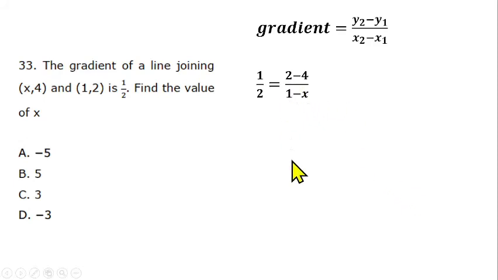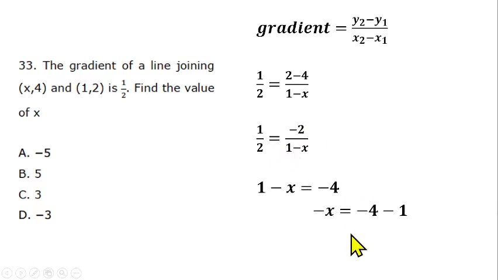So that should give us 1 over 2 equals 2 minus 4 is minus 2 over 1 minus x. Cross multiply from there. 1 will multiply this, we have 1 minus x. Then minus 2 times 2 gives us minus 4. Collect like terms: minus x equals minus 4 minus 1, minus x equals minus 5. x will be equal to 5.